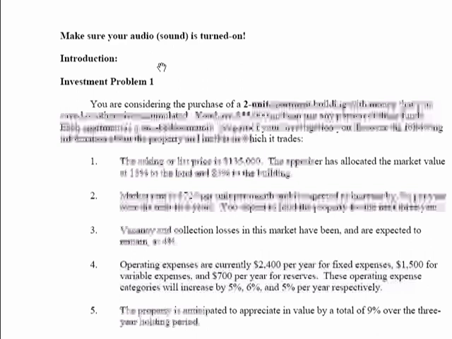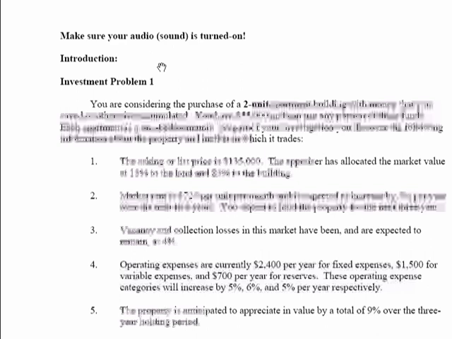$1,500 for variable expenses in the first year. Variable expenses might be things like maintenance, repairs, utilities, if the investor pays part of the utilities on the property, and also management expense, the expense of hiring a manager. And then finally, the $700 per year for reserves.